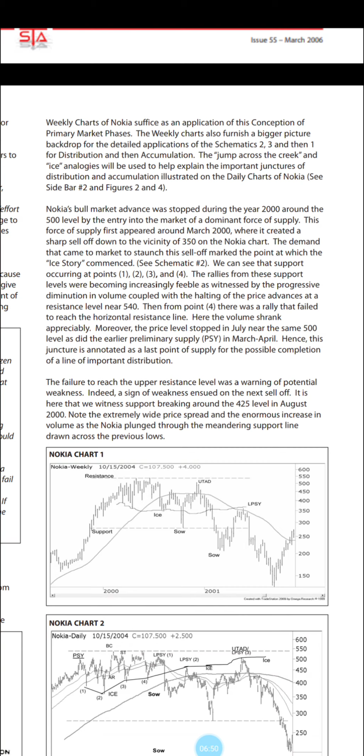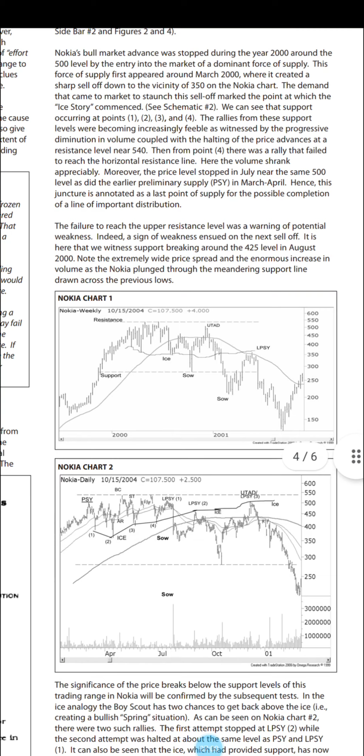Moreover, the price level stopped in July near the same 500 level as did the earlier preliminary supply, PSY, in March/April. Hence, the juncture is annotated as a last point of supply for the possible completion of a line of important distribution. The failure to reach the upper resistance level was a warning of potential weakness, indeed a sign of weakness ensured on the next sell-off.